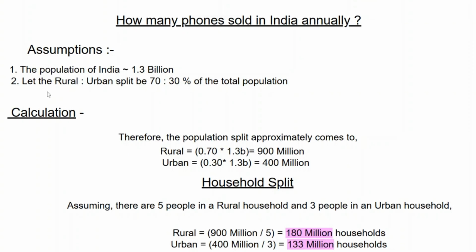And secondly, let's split it according to region. Let's split it according to the rural as well as the urban section. Let the rural and urban split be around, let's say, 70 to 30% of the total population. You could also start by splitting on the basis of income class, but we are solving it on the basis of region firstly. And yeah, so that's about it.